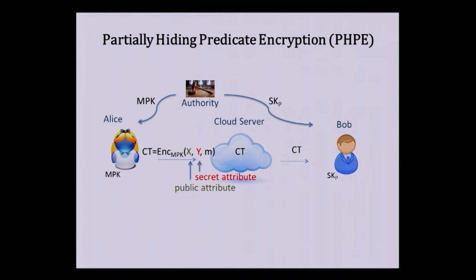So let's begin. What is a partially hidden predicate encryption? Well, the interface is very similar to standard predicate encryption, except that the ciphertext now takes two attribute vectors, x and y. Now, x is the public attribute vector. Think of an attribute-based encryption type of attribute vector. And y is the secret attribute, that is, the attribute as in predicate encryption.